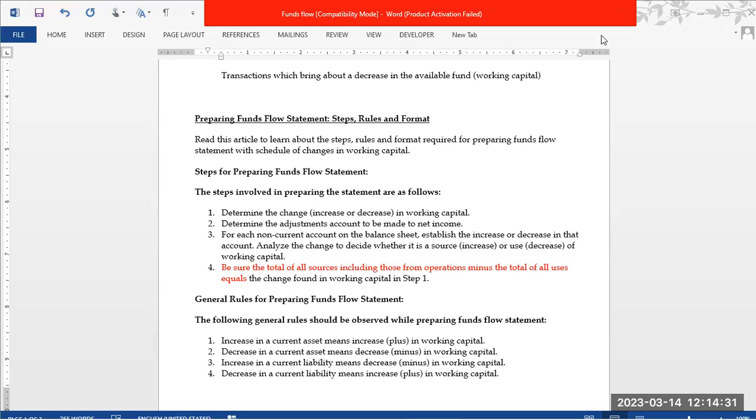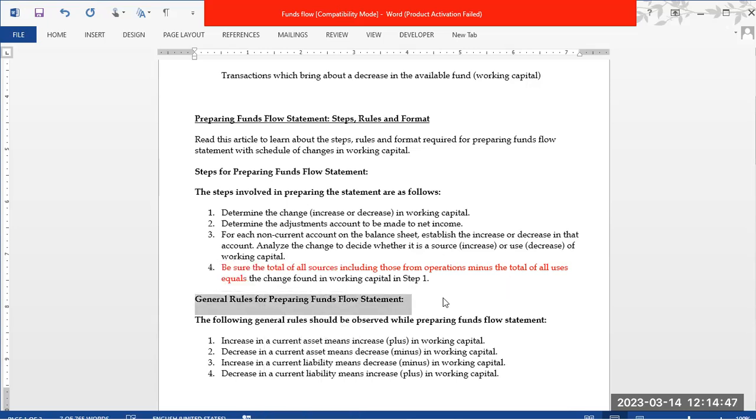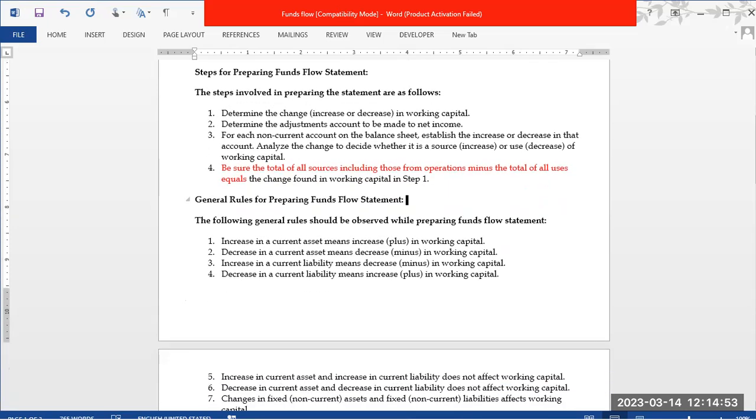So that is the 4th step in preparing fund flow statement. What are some of the general rules in fund flow statement? The following general rules should be observed while preparing fund flow statement, and take note, they should be observed very keenly.